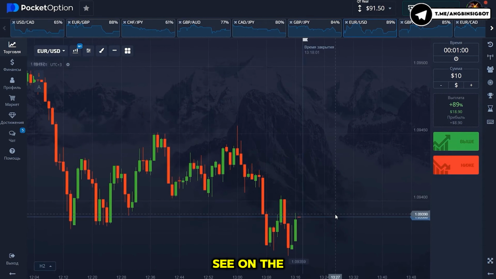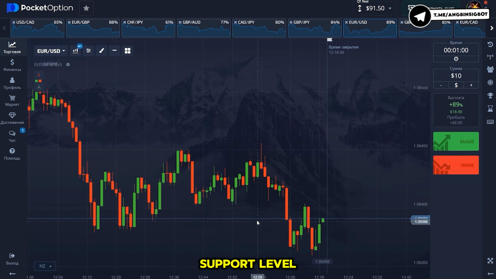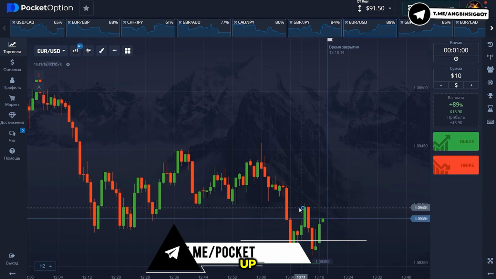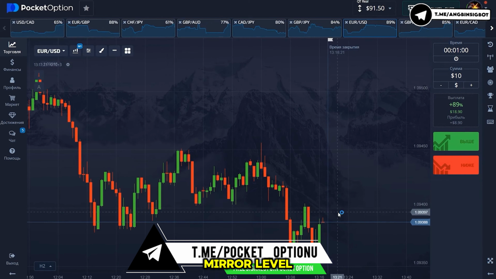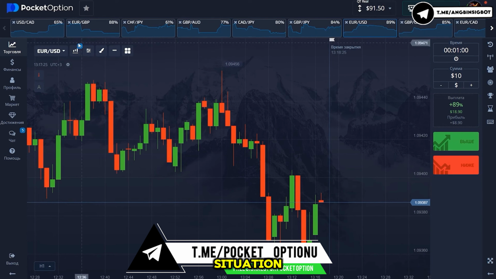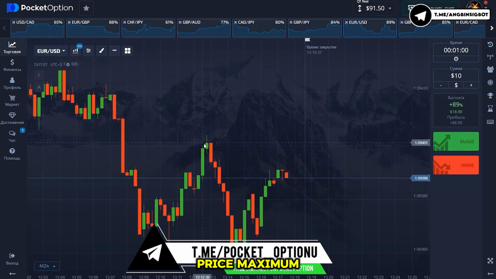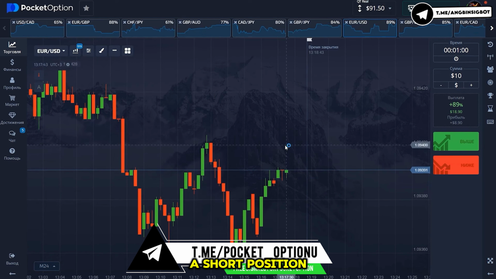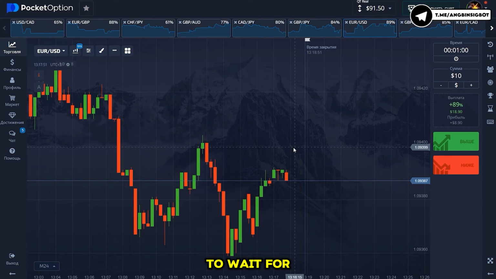As we can see on the USD currency pair, the price broke through the local support level and went back up. And our previously local support level has become a mirror level, or more precisely, a resistance level for the specific situation. I switch to a smaller time frame. We see our price maximum and will enter a short position from this same price maximum for 1 minute. We just need to wait for a good entry point.